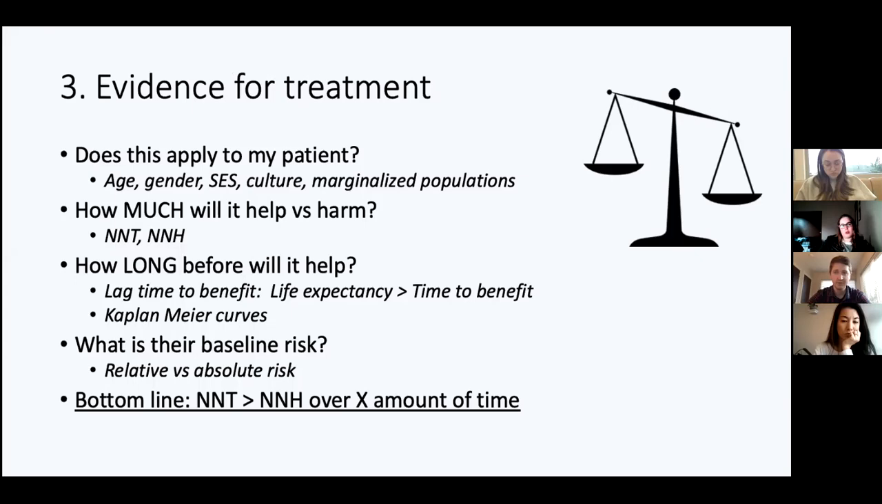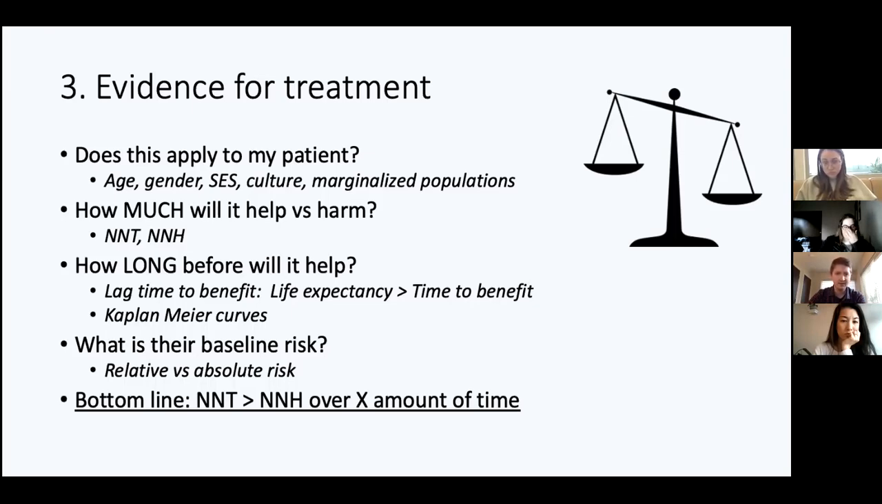I think it's helpful to think about how much a treatment is going to impact them. One useful number is the number needed to treat and the number needed to harm. And then thinking about how long it will take to work, and how long it will work, is the other thing. So the concept of lag time to benefit is important. Ideally you have somebody whose life expectancy is longer than their time to benefit. And one useful tool for this is looking at Kaplan-Meier curves.